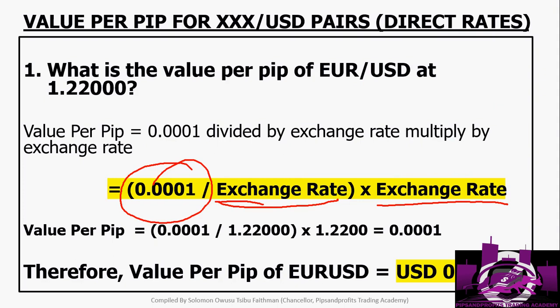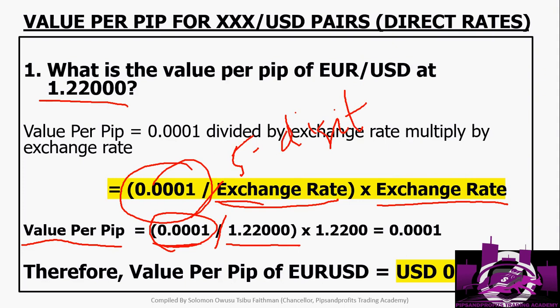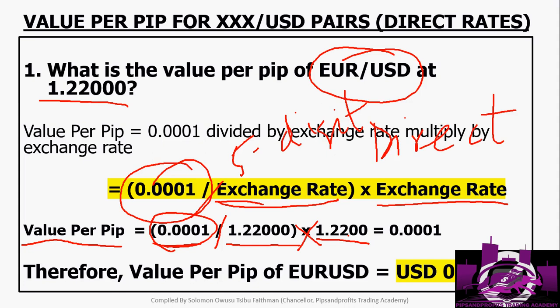All right, so when we put all together, our value per pip is going to be our pip value, which is 0.001. Why is it 0.001? Because it is a 5-digit pair. Because it's a 5-digit pair, we are having 0.001 divided by our exchange rate times our exchange rate again. Why are we multiplying it by our exchange rate again? Because Euro USD is having a direct rate. So if it has a direct rate, you are going to multiply it again by the exchange rate, and you are going to have this answer.